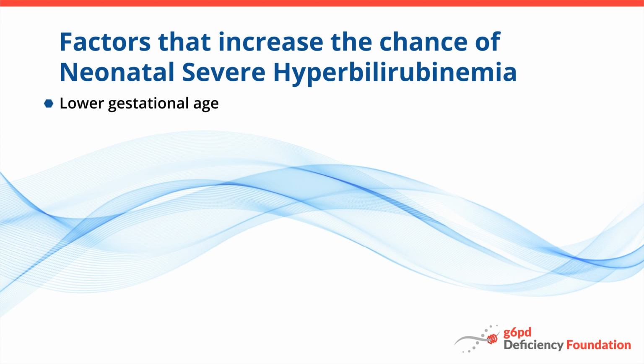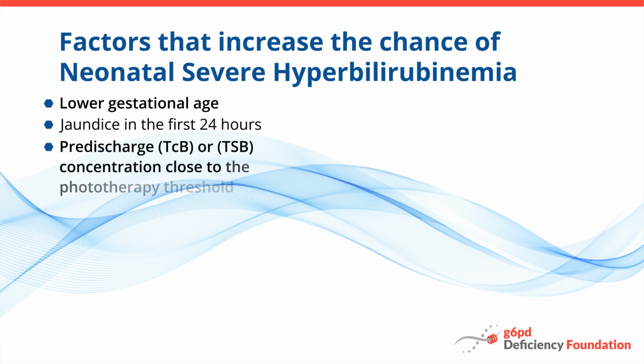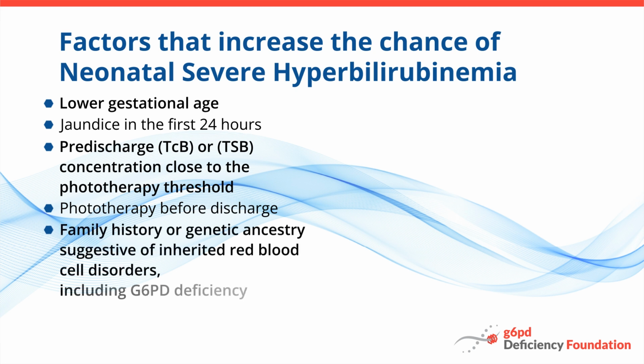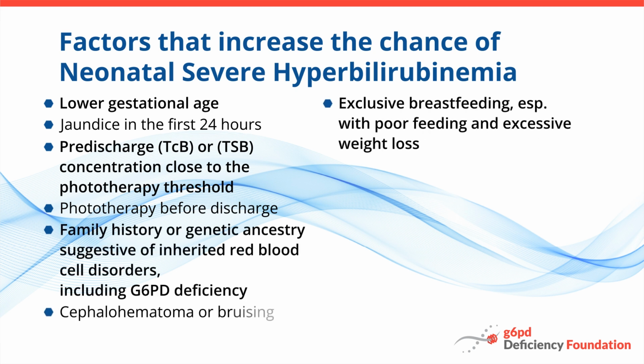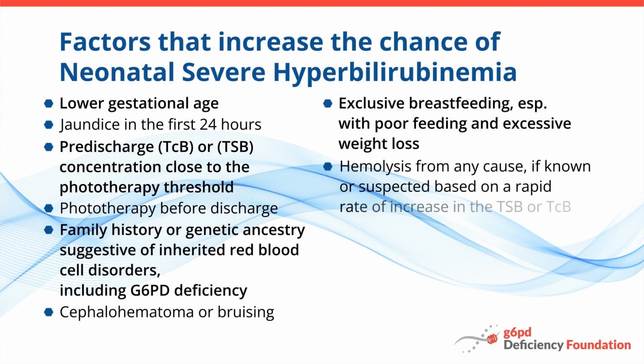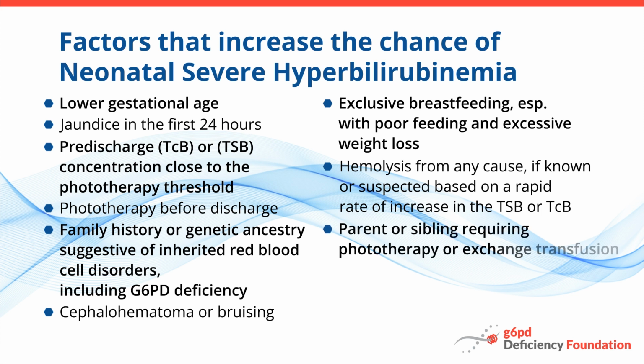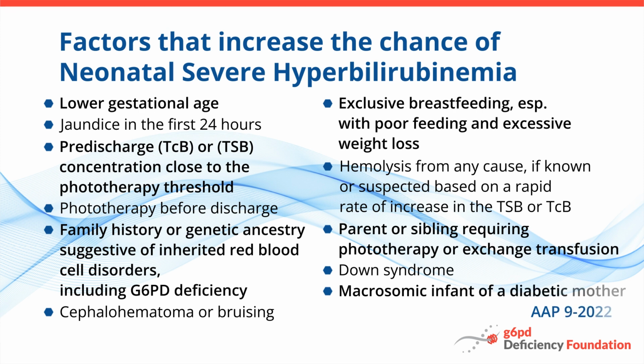This list is from an update to the 2022 AAP guidelines. It provides an outline of the risk factors for hyperbilirubinemia. Younger gestational age, jaundice onset in the first hours of life, bilirubin levels in high-risk zones, and known hemolytic diseases are among those factors that should be monitored. Infants who are breastfed and feed poorly or who lose weight, and macrosomic infants of diabetic mothers should also be closely observed.